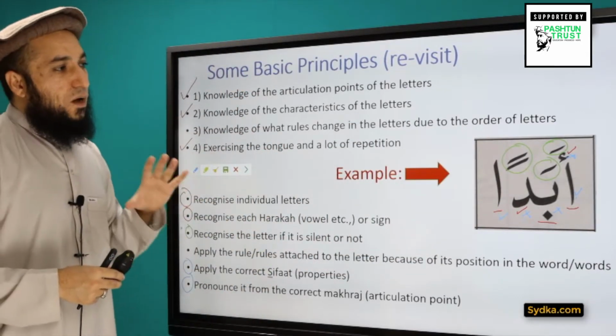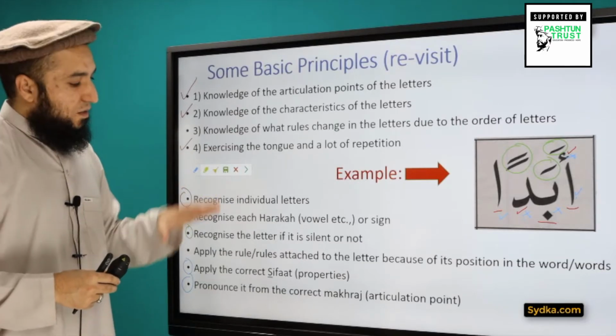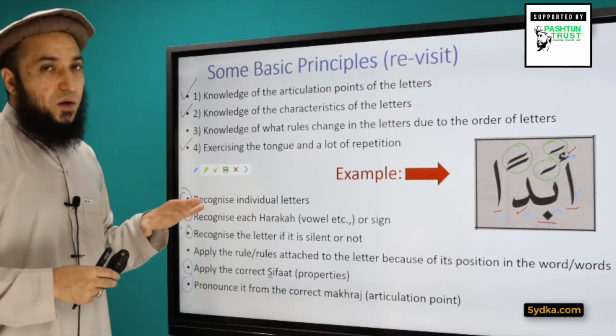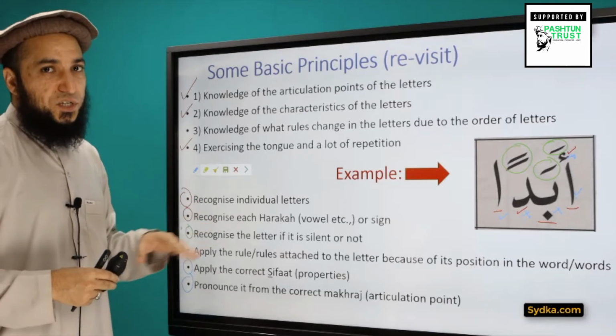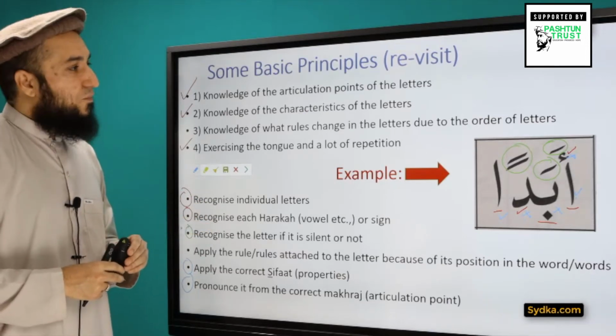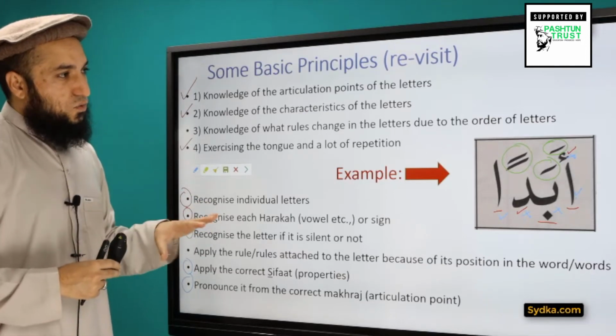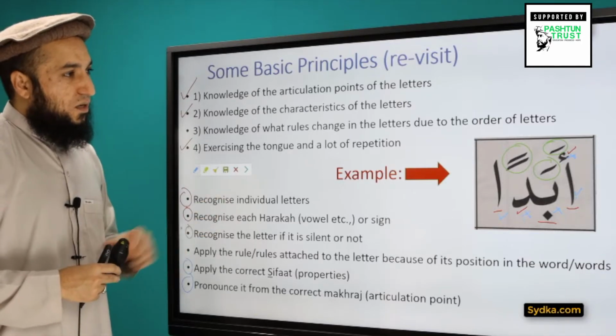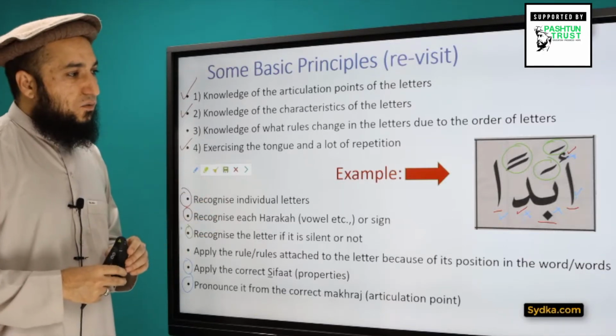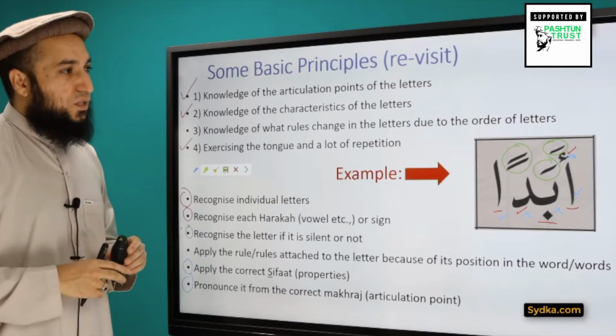So if we manage to implement these steps correctly, then our reading and recitation will be very easy. These are not fixed rules, you can add or subtract to it. These are just general guidelines for recitation or reading the Arabic.